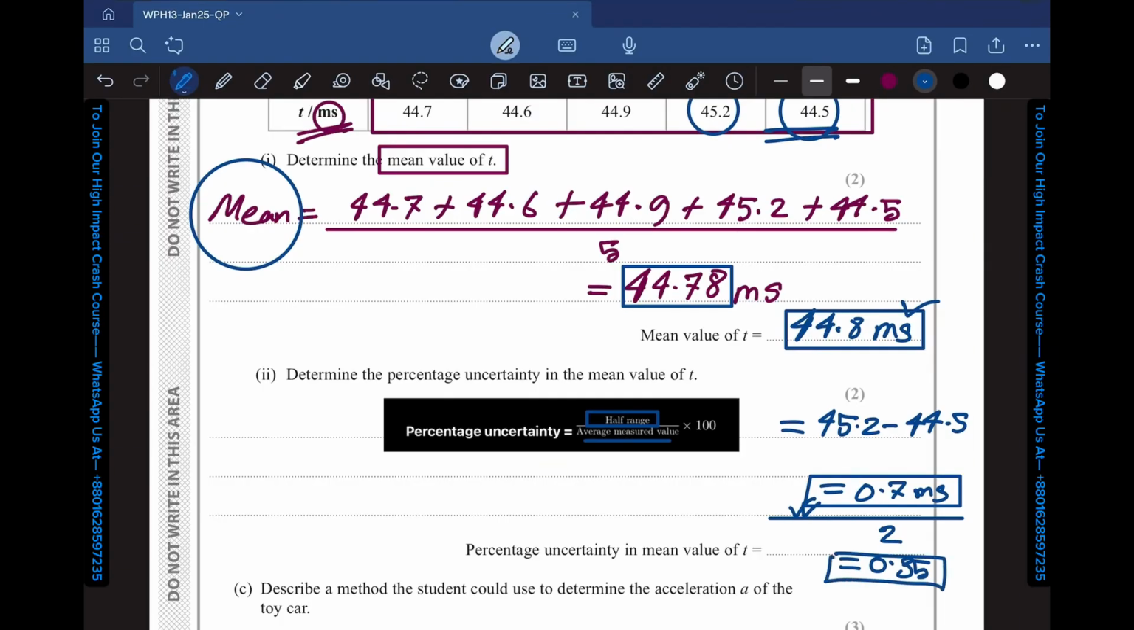Which will be 0.35. Now we will use this 0.35 right here. So we know our half range value is 0.35, divided by the average measured value, which is 44.8, times 100%. So our actual percentage uncertainty value will be 0.78. Our value is 0.78, and I will give our answer as 0.8%. So 0.8% is going to be our correct answer for this question.